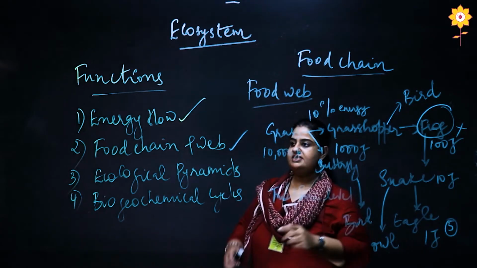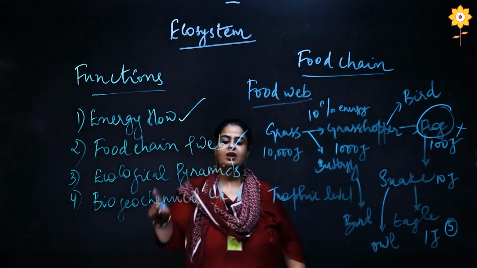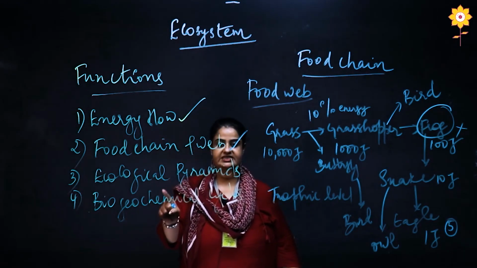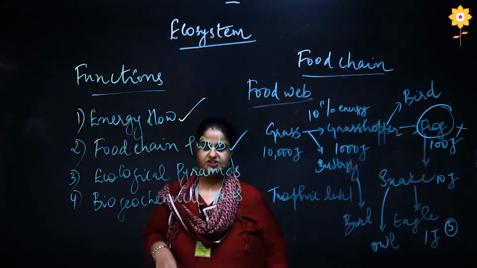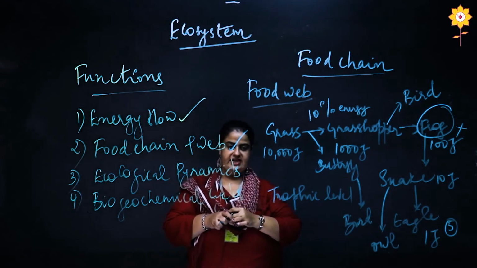I hope the concept of energy flow, food chain and food web is clear. Now the next point that we need to discuss is ecological pyramids. Now before I get into ecological pyramids, let me tell you something.